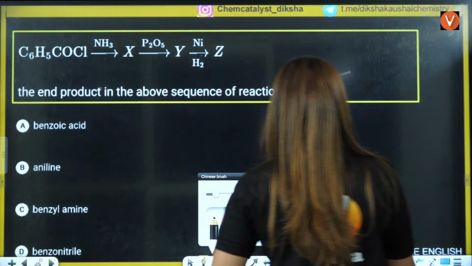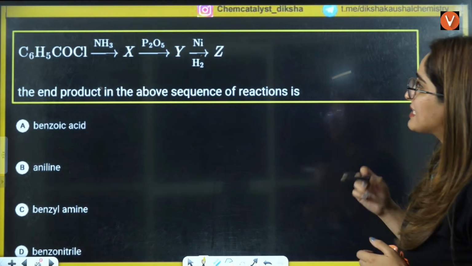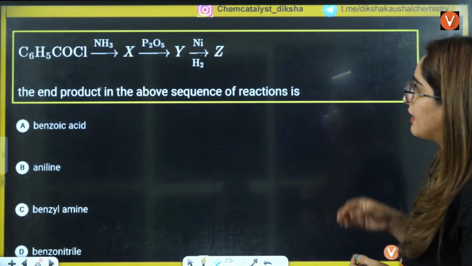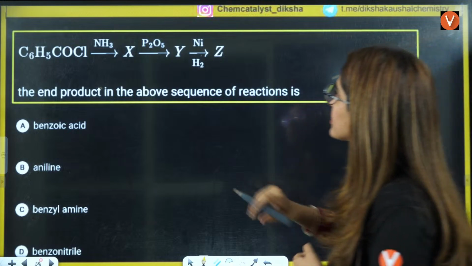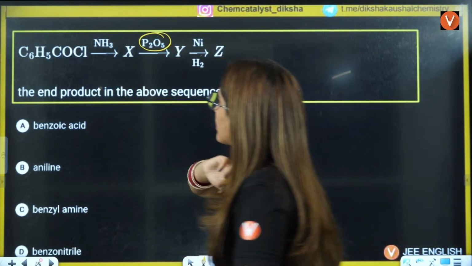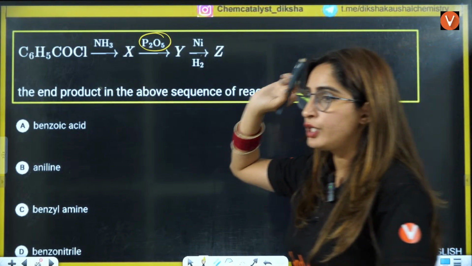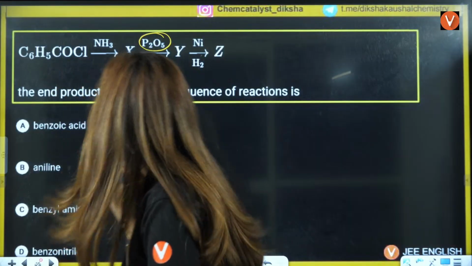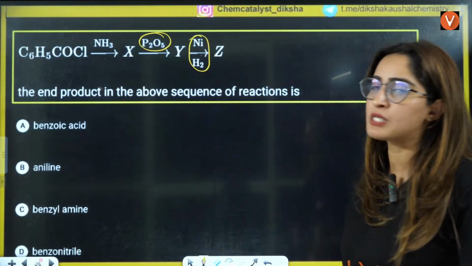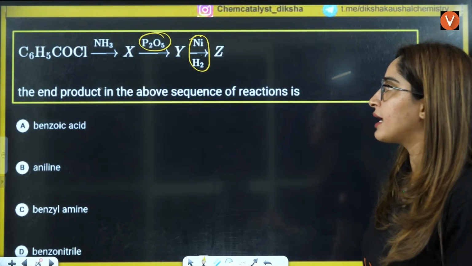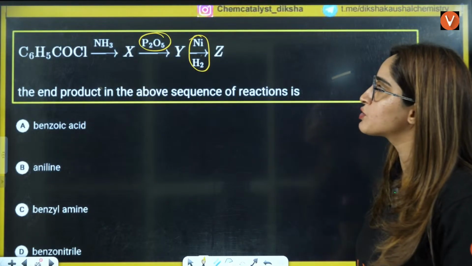Next question is C6H5COCl with NH3 you have X, then P2O5. Now tell me in the chat box what is this P2O5? What is the use of P2O5? Let me know in the chat box. Right? Then it gives Y. Then you are reducing it. Right. So NH3 means you will convert this into CONH2.